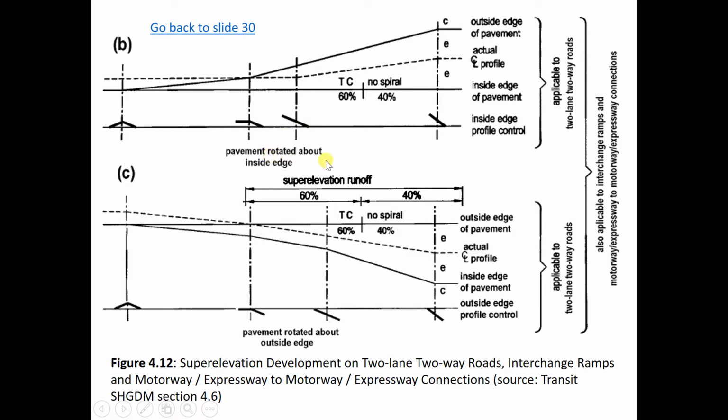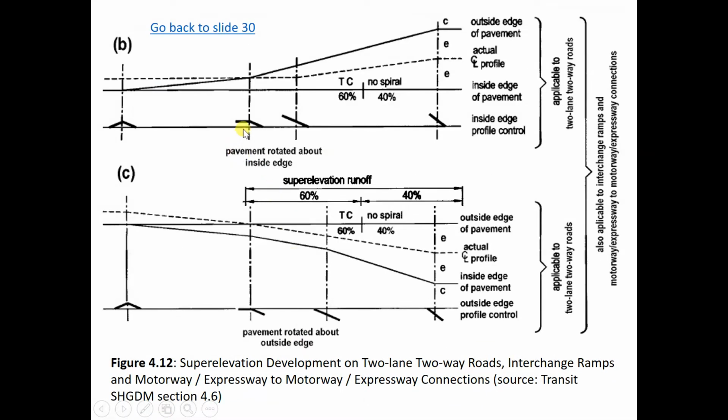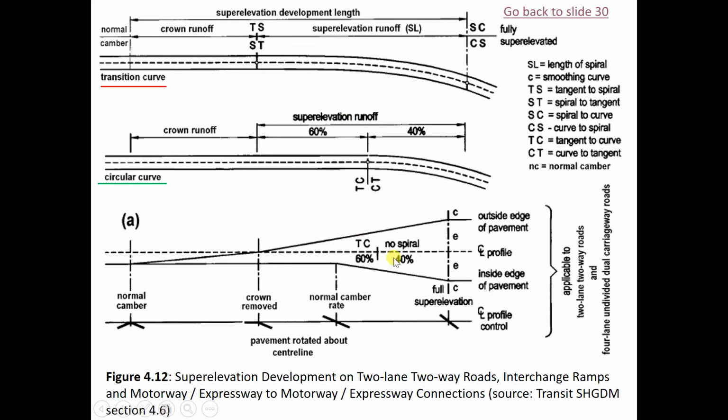Okay, so this one is different. The pavement rotates about the inside edge. For A, the pavement rotates about the central line. So this one rotates about the inside edge, and this one rotates about the outside edge. So these are different variants for the rotation, which provide the super elevations. These are the diagrams which need to be shown on the drawing as well.